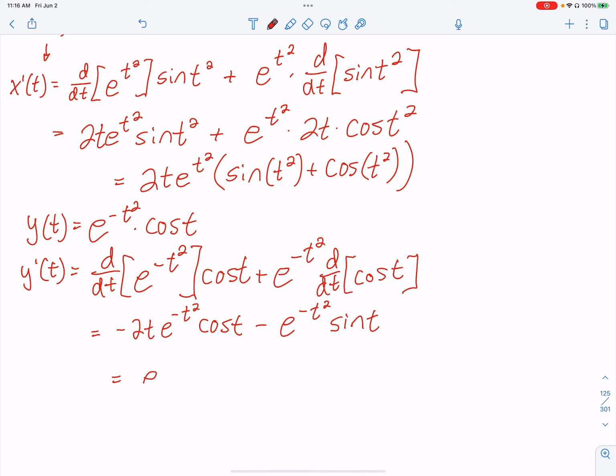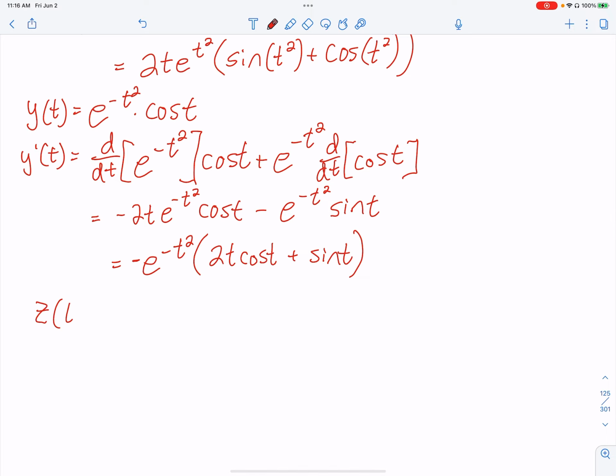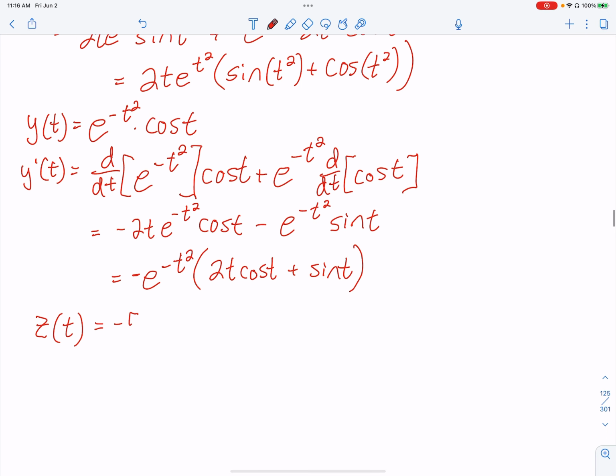I guess we could do this if you really wanted to. Factor out a negative, and then I got 2t cosine t plus sine t. And that's really all we can do. It may help with plugging it in, though. Plugging something in. All right, z prime of t. That one was, let's scroll back up real quick, negative 5 inverse sine.